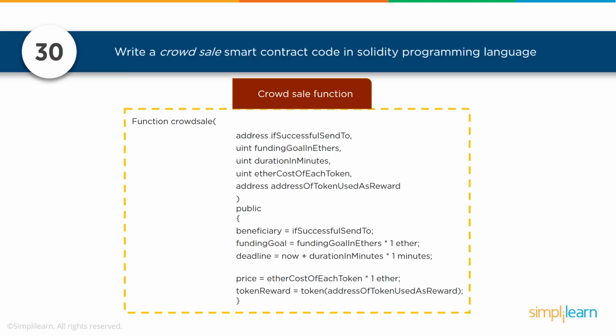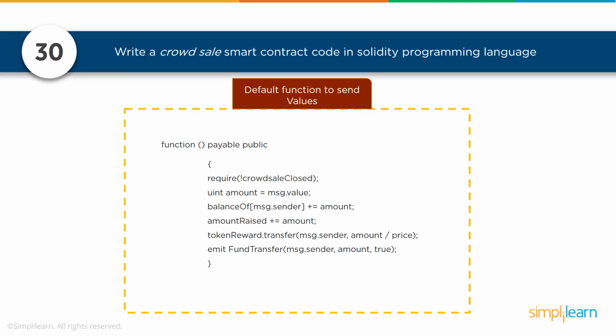Then you have your public functions which are defined over here: the beneficiary it is successfully sent to, the funding goal, the deadline of your crowd sale, and the price. Now here is your default function which is defined in a Solidity contract which does not have any function name and is called by default in your smart contract if anyone invokes a method which does not exist. In this function, you are making sure that all the amount which has been passed to the smart contract is passed to your address. Basically, you are the originator of your crowd sale smart contract, so you should be receiving the amount.